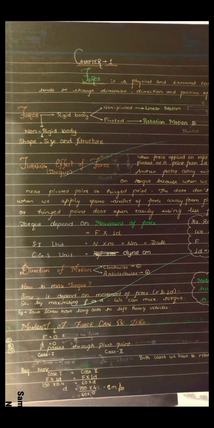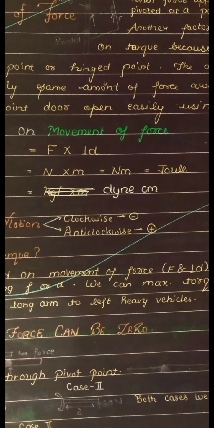Now let's see the direction of motion. When we apply a force while opening the door, we can open it and we can also close it. When the axis of rotation is inward, the motion is clockwise, which is denoted by a negative sign. Whereas for anti-clockwise, when the axis of rotation is outward, it is represented by a positive sign.